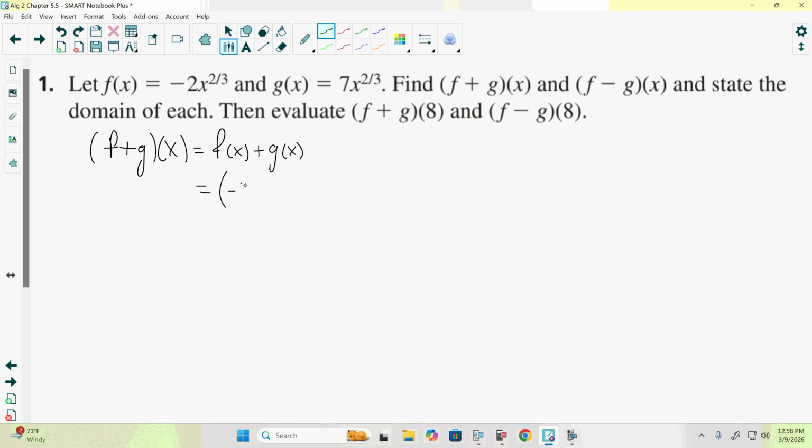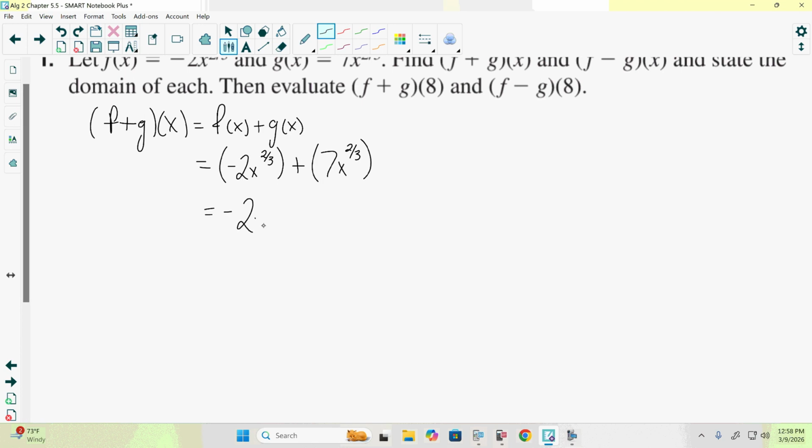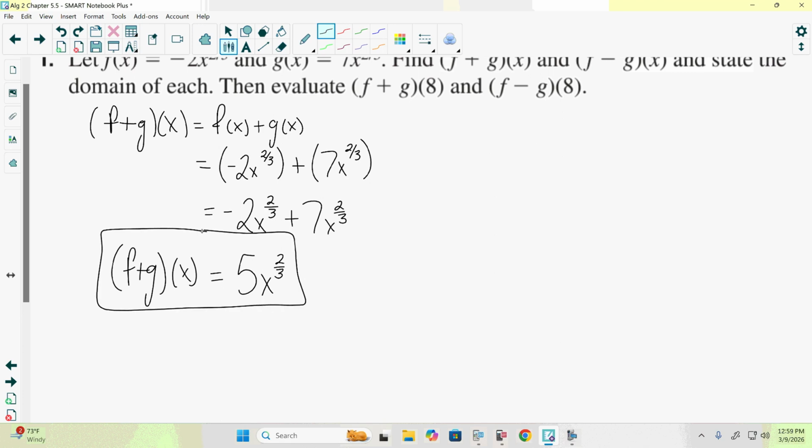Now, f of x for us is negative 2x to the 2/3. And we're going to add to it g of x, which is 7x to the 2/3. Now we don't need the parentheses, it just stays the same, negative 2x to the 2/3 plus 7x to the 2/3. Since both x's are to the same exponent, they are like terms. So we can combine or add the coefficients, telling us that f plus g of x is 5x to the 2/3.